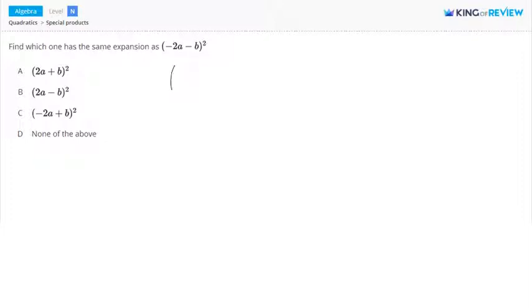Find which one has the same expansion as (-2a - b) squared. In the previous problem we just talked about how this is just going to equal a squared plus 2ab plus b squared. So let's do that for this.